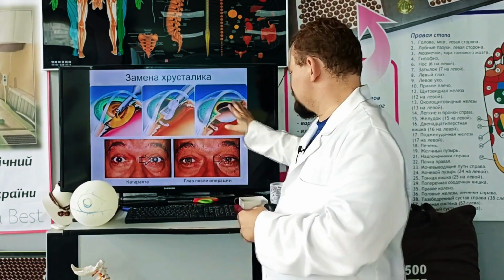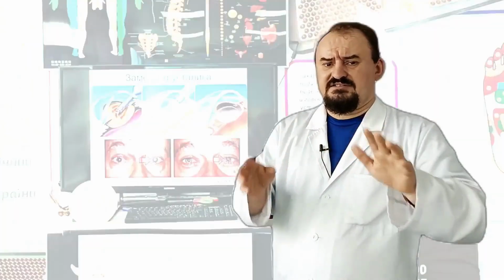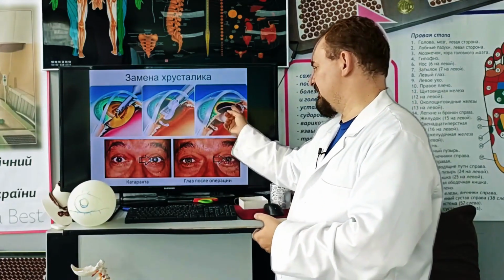Third, when there is already an artificial object inside, you can no longer heat the eyes. With an artificial lens, heating the eyes should not exceed a temperature of 40 degrees Celsius.